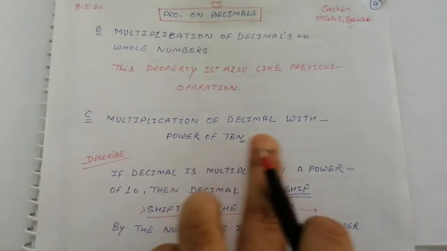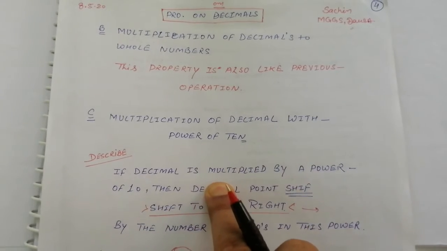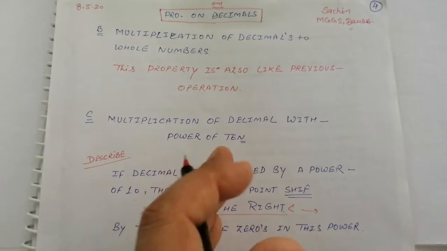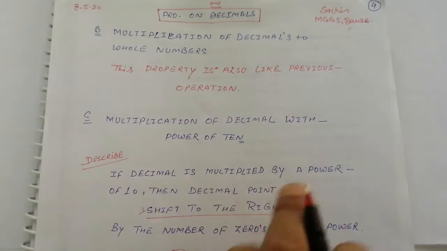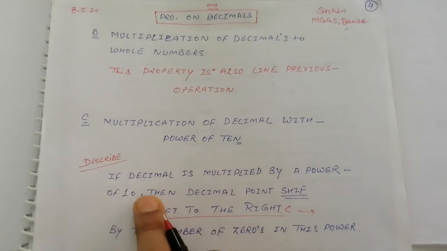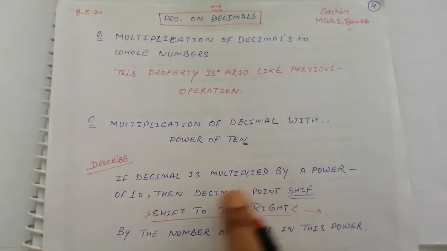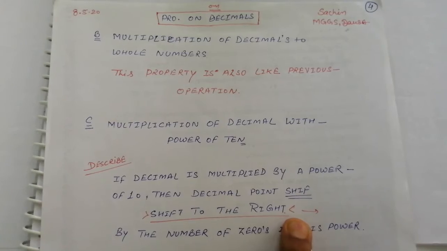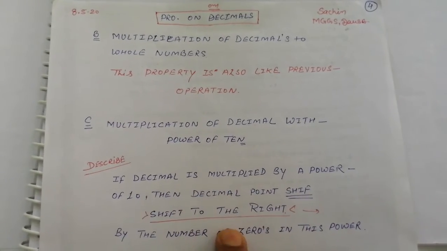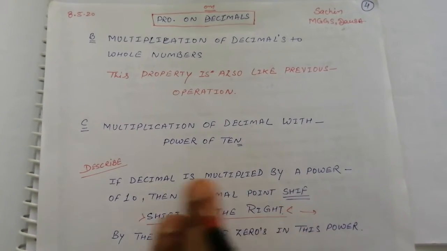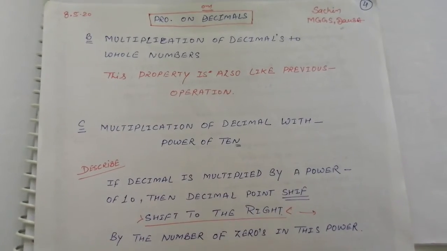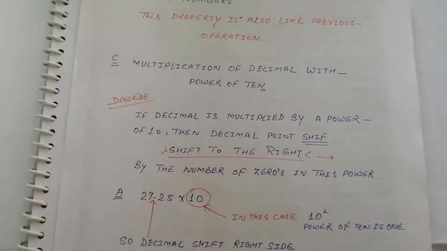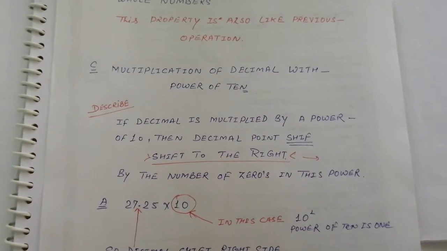See, multiplication of decimals with a power of 10. What is a power of 10? 10 is 1 connected with 0s. If a decimal is multiplied by a power of 10, then the decimal point shifts to the right by the number of 0s in this power. It can be solved by this example.